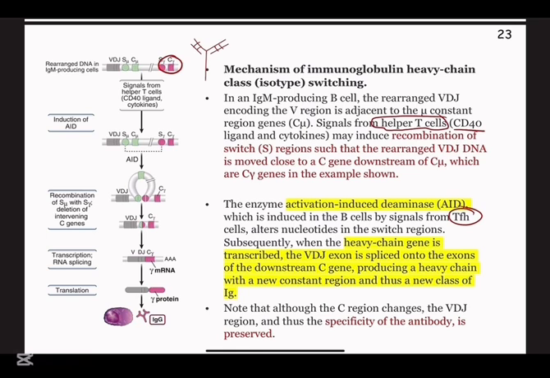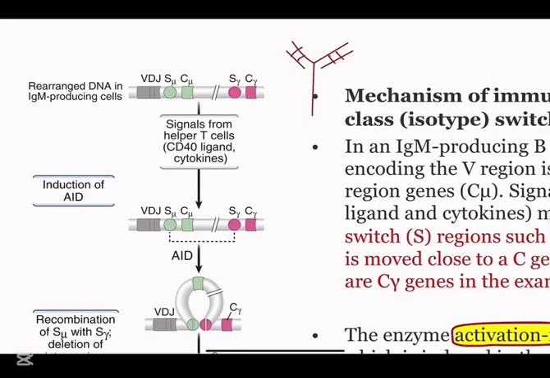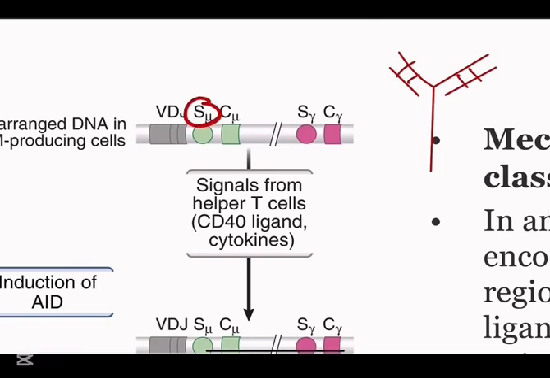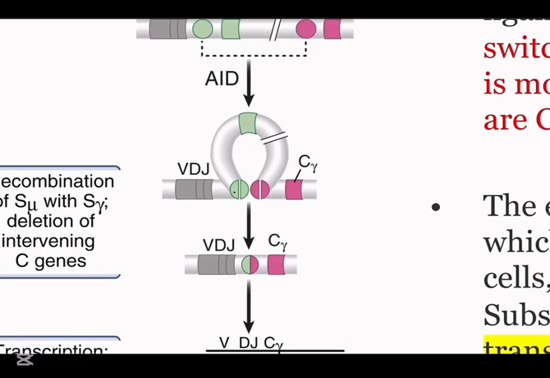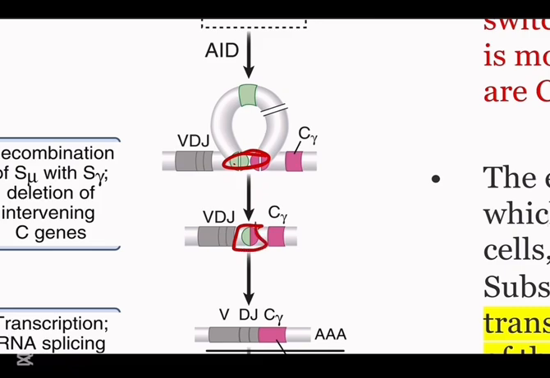So when the CD40, which comes from the helper T cell, binds onto the B cell, it induces the transcription of an enzyme known as activation-induced deaminase. This enzyme is responsible for creating the isotype switching. By that, the enzyme comes into a region known as S and S. It attaches to this point here and this point here, creates a sort of loop, and cuts this area completely. So as you can see here, it removes this area, and we have this as a product.